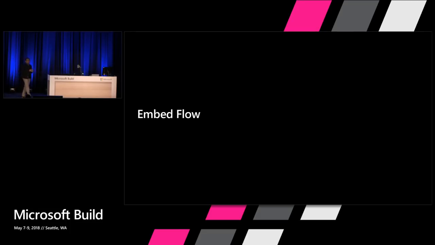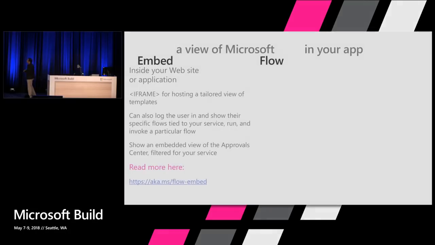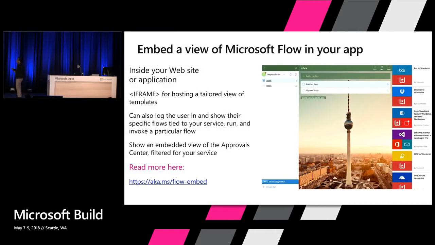Now, we talked about how you can build a custom connector as one way to plug into the ecosystem. Another way to plug into the ecosystem is by embedding Flow. Inside your website or application, you can host an iframe of Flow templates. You can also log the user in and show their specific flows tied to your service. That's what we do, for example, in Excel. And you can run or invoke a particular flow as well. In addition, you can also see an embedded view of the approval center filtered for your service. That's something that we've done in Teams. It's something that we'll be doing in SharePoint as well for content approvals. You can read a little bit more here, aka.ms/flow-embed.